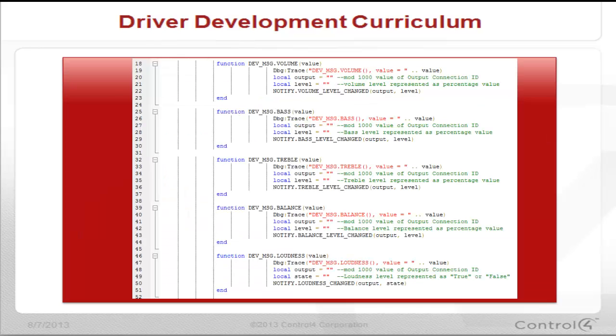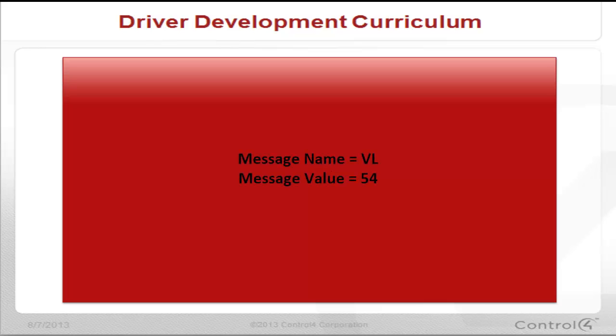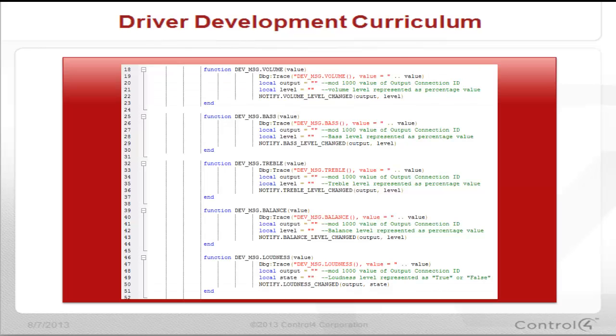The dev_message table holds all of the device messages that you want to handle in your driver. In most cases, devices send messages with two components, a name and a value. For example, our receiver has the ability to send a message when the volume has changed. Its message type is ASCII, and the message, after being parsed out by getMessage, looks like this: VL54. The VL portion of the message needs to reside within the dev_message table.